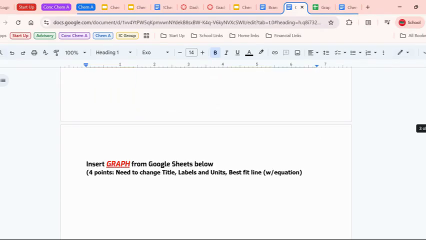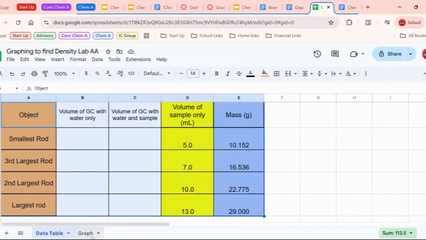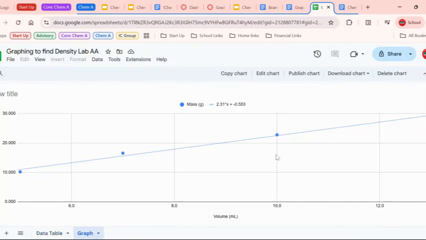We're now going to go down to where we have to insert our graph. Now we need to do a little bit of work on our graph first. So let's go back into Google Sheets and let's go to the graph part. Now, in here, ladies and gentlemen, you are going to have to change your titles on your X and your Y axis. I already have them set for you in this video, but you are going to have to change them in your actual lab, in the actual Google Sheet.